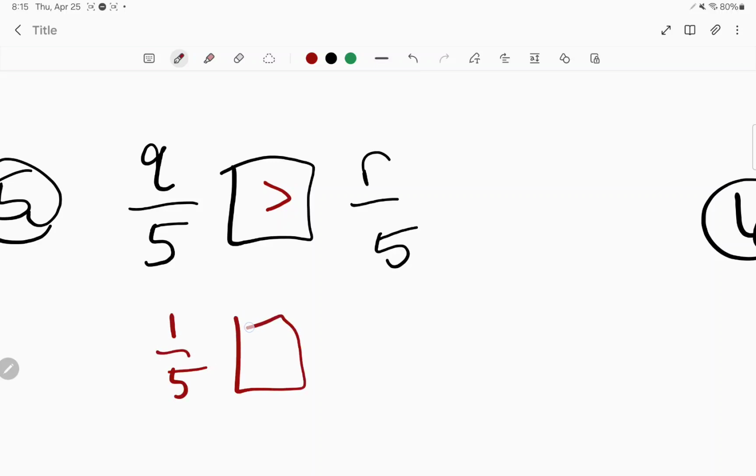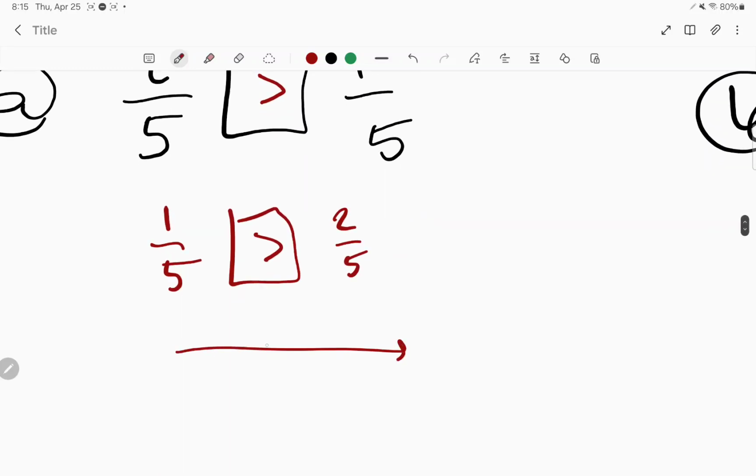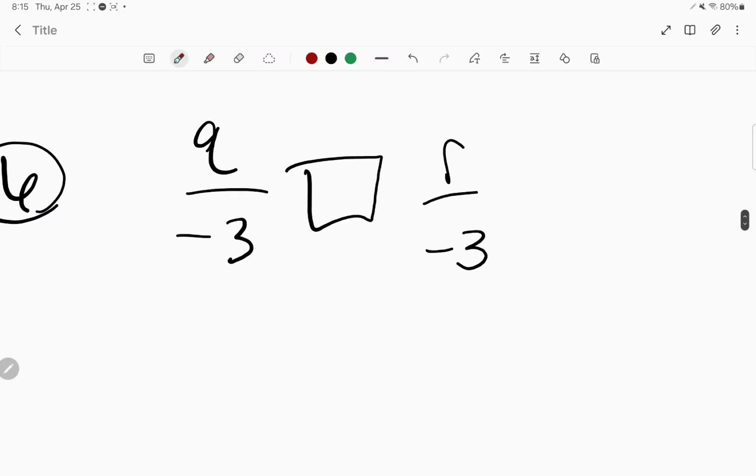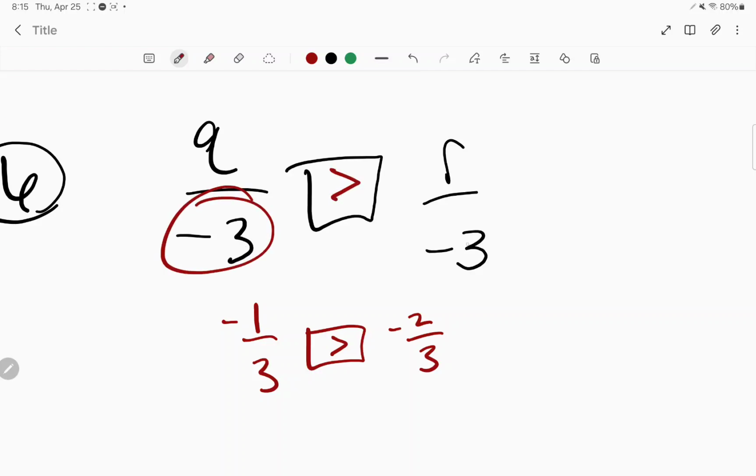1/5. Is that still greater than 2/5? And if you look at a number line, here's 0, here's 1/5, here's 2/5, so it's still true. Okay, so we can divide by a positive. That's not going to change the inequality. What if we divide by a negative on number 6? Well, again, you have negative 1/3, negative 2/3, and on a number line, negative 1/3 is actually bigger because it's closer to 0. So in that case, it flipped. So when we divided by a negative, it also flipped the sign.